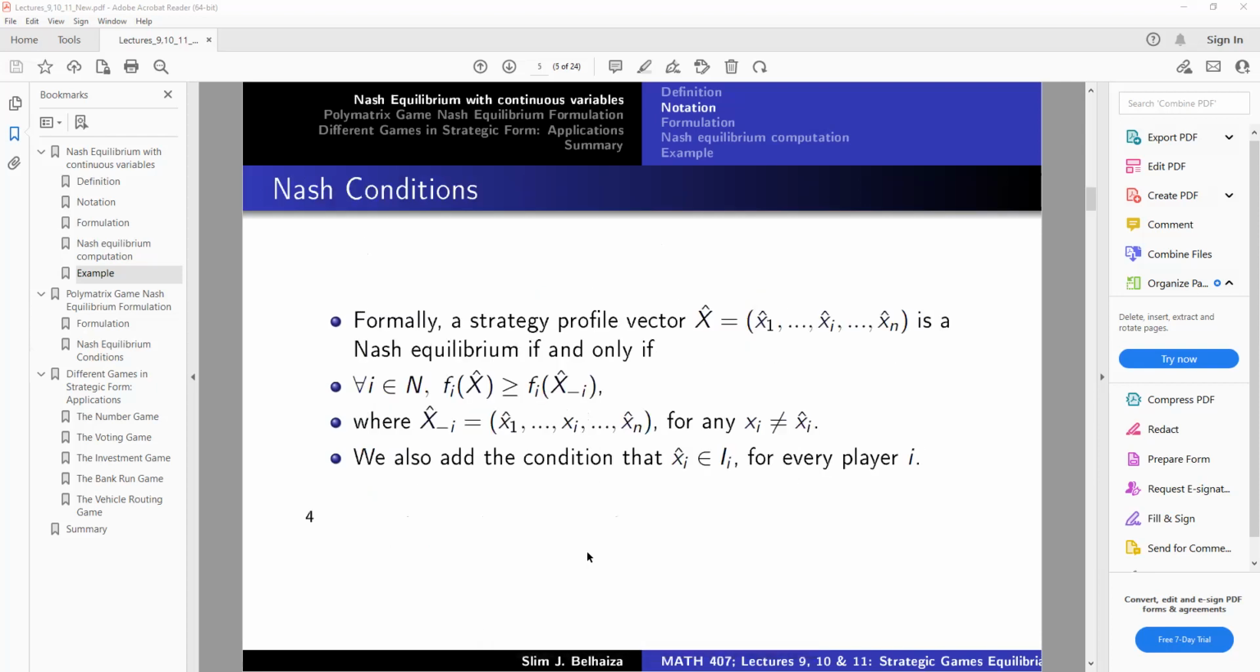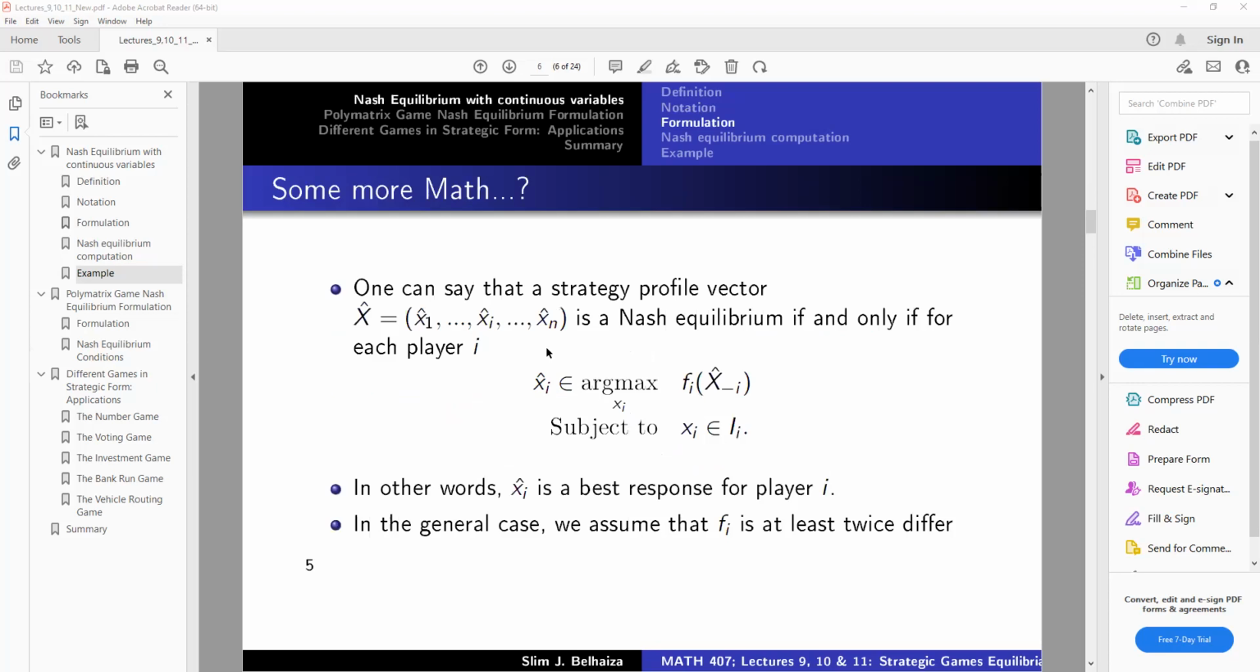So the Nash equilibrium conditions now rewritten in non-discrete space. The strategy profile x hat is a Nash equilibrium if and only if the fitness provided by x hat for every player i in N is larger than or equal to his fitness if he deviates from his play in x hat. So he decides not to play x hat i, so he would play, for instance, x_i. Okay, so we also add the condition that x hat i should be within the interval of allowable feasible solutions for my decision variable, for every player i.